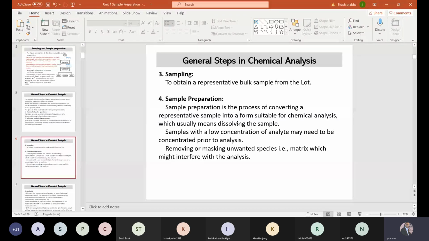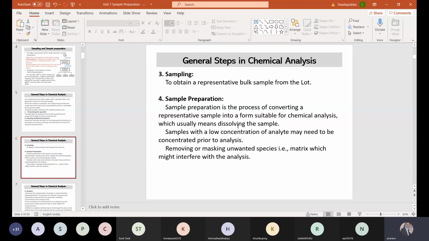Again, sample preparation is also concerned with the concentration of the analyte present in that sample. So you need to be very cautious about the concentration as well. Even if we have prepared a sample, if the concentration is very, very low, then when you look at the instruments available, this might not work, because the sensitivity of that instrument is not such that it can detect that low a concentration of analyte.